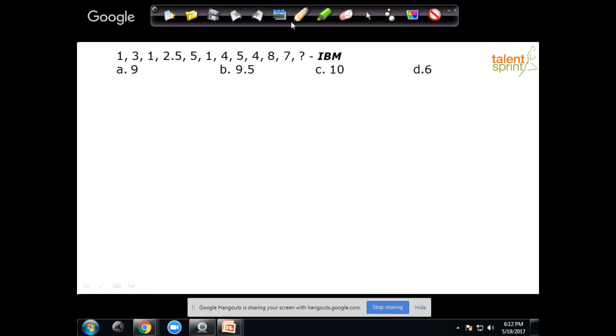What could be the next number in the series? Okay, Hema Kumar says D. Option D, that is 6. Any more answers?